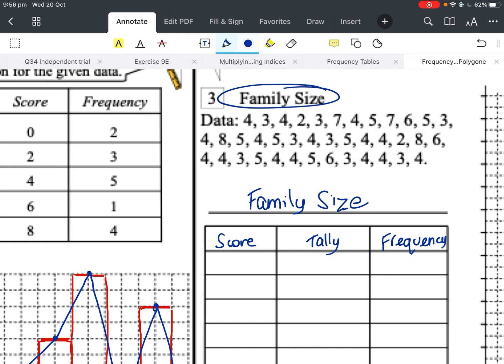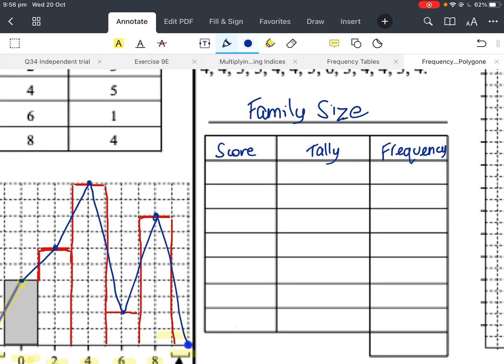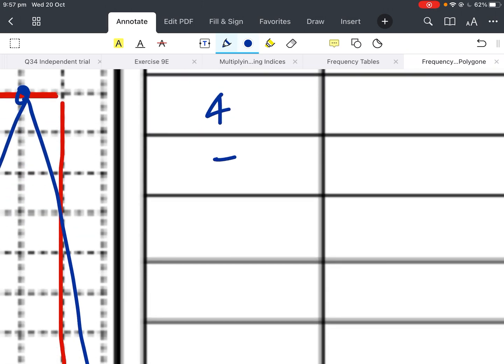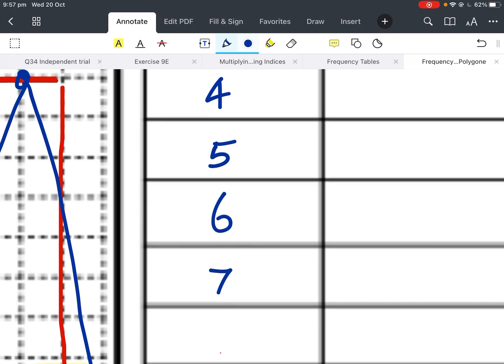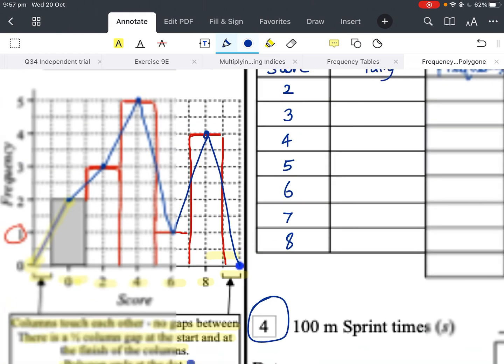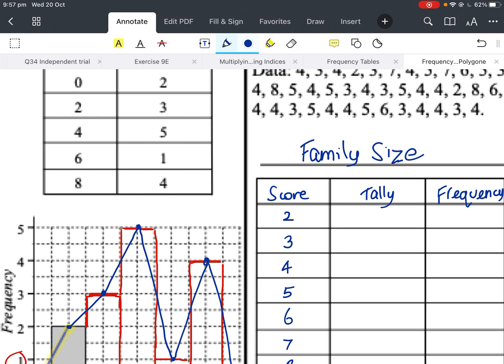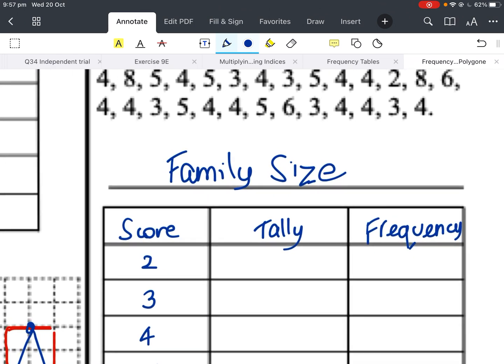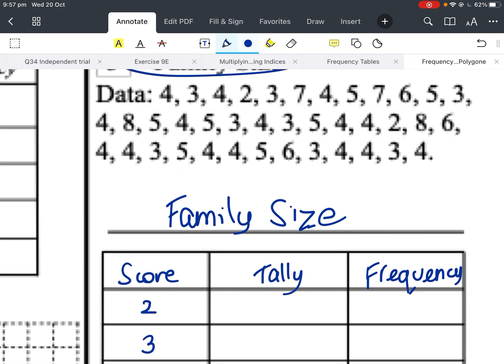All right, so what we're going to do is have a look. What's the smallest score in all of those numbers? I can see a 3. I can see a 2. Can't see any 1s or 0s, so I'm going to assume it's 2. So I'm going to go 2, 3, 4, 5, 6, 7, 8. Let's hope that goes up to 8. Yes, it does. All right, so let's do a tally so that we can get this right. I'm just going to make that a little bit bigger. I'm going to do 2 numbers at a time. You can do 1 at a time if you like. Remember, cross them off as you go.